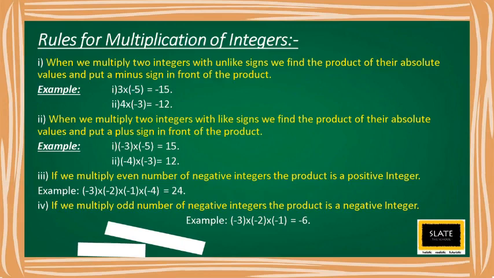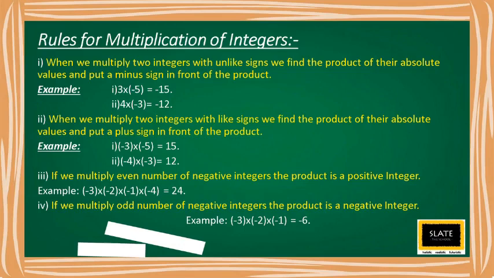If we multiply an even number of negative integers, the product is a positive integer. For example, minus 3 into minus 2 into minus 1 into minus 4. Here the number of integers is 4, right? So 4 is an even number. So the product will be a positive integer. Minus 3 into minus 2 into minus 1 into minus 4 is equal to 24.